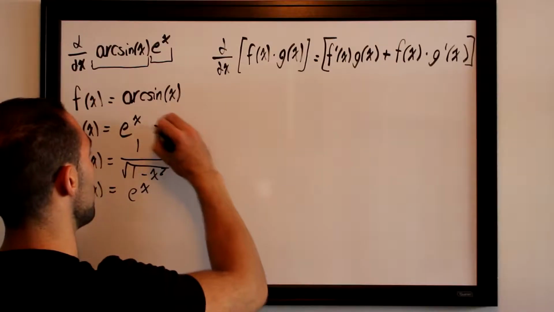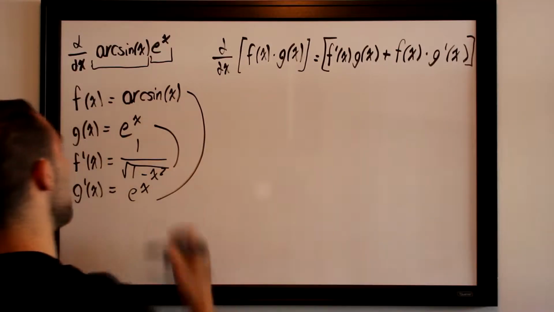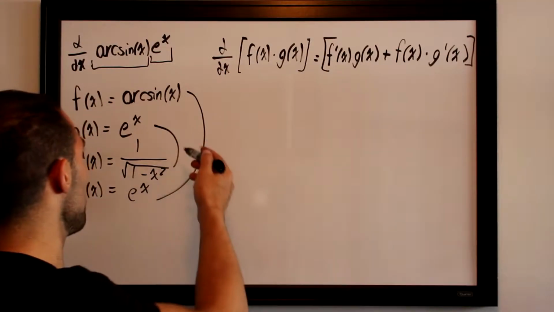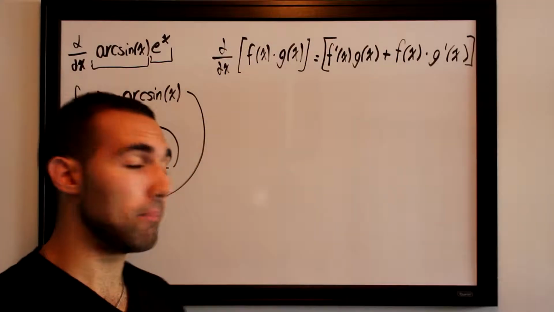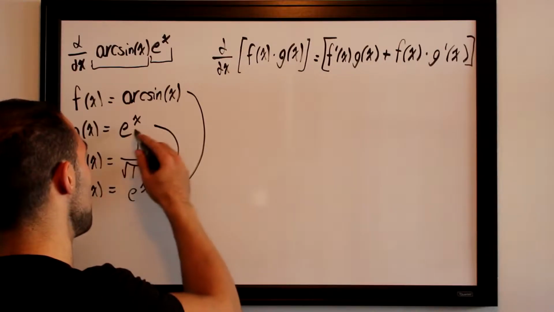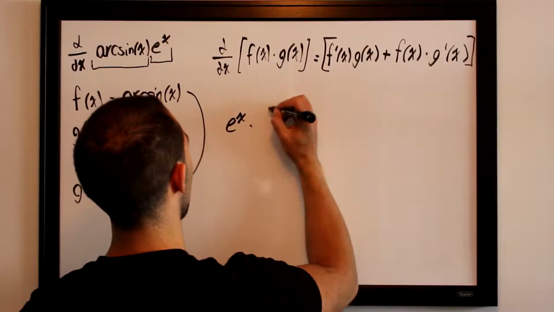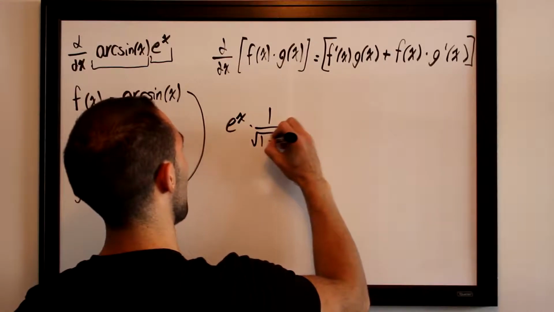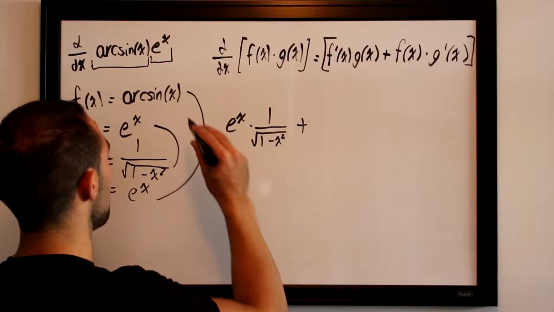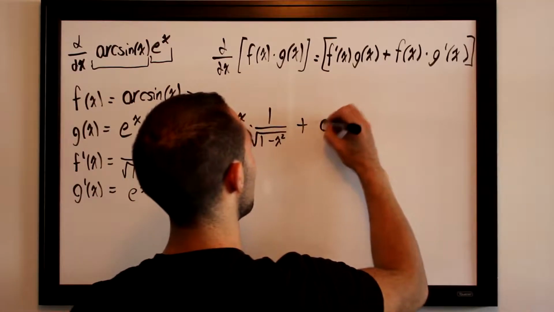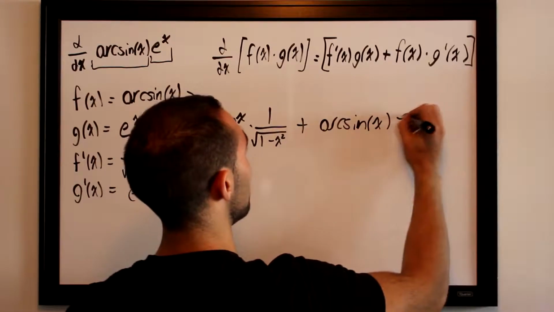Now it's just a matter of joining things together. So we join f prime with g, and we join f with g prime, and then we multiply them out and add them up. So we'll have f prime times g, which will be e to the x times 1 over the square root of 1 minus x squared, and then we will add on arc sine of x times e to the x, which is our f times our g prime.